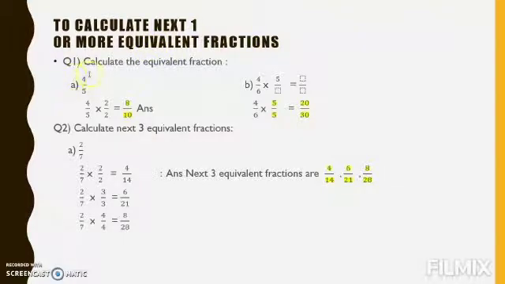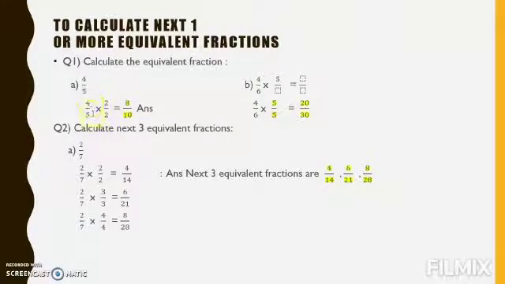So let us look at the first example here. The question says, calculate the equivalent fraction. So the question is 4 upon 5. To calculate the next fraction, we will multiply it by 2 upon 2. Basically, any number multiplied by 1 gives you the same number. And 2 divided by 2 is actually 1 only. So we are not changing the fraction, but we are making it equivalent by multiplying it with the same number at the numerator and denominator.